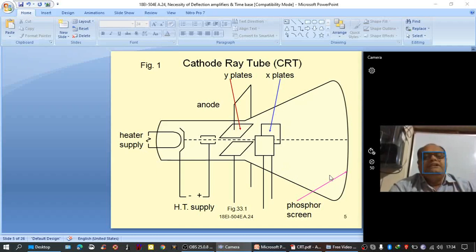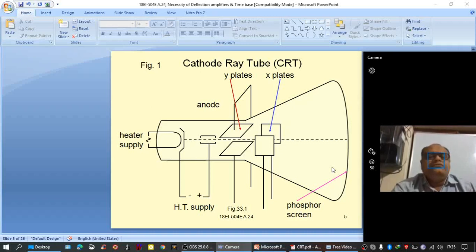On the CRO screen, we can visualize the applied external input signal, because in accordance with the input signal, the electron beam is moving in the vertical direction. Similarly, because of the sweep signal, the electron beam is moving in the horizontal direction. So, when both signals are applied simultaneously, the electron beam, which is moving in the vertical direction, will be swept from left to right during the trace period of the ramp signal or sweep signal.